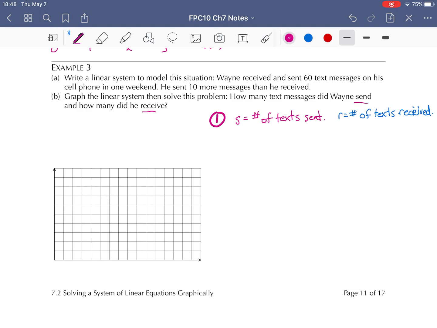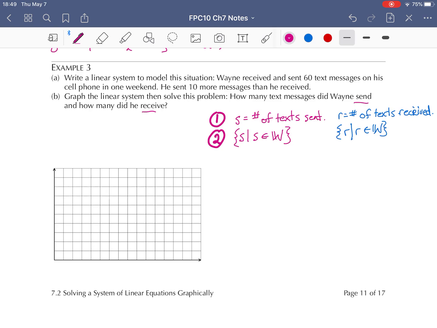Step 2, restrict our variables. Can we send decimal amounts or fractional amounts of texts? No. Can we send negative amounts of texts? No. So S has to be a whole number, and likewise, R also has to be a whole number. So there's our variables restricted.